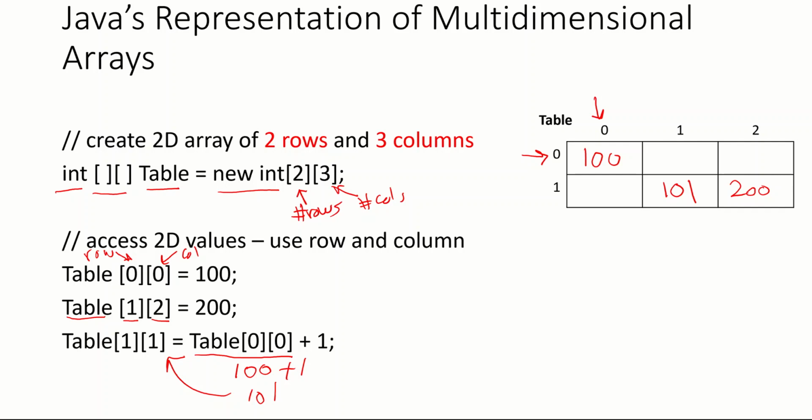In order to access your data inside a two-dimensional array, always you need to know in which row and in which column. That's why here we mentioned if I have to go to my table at location 0 at location 0, so this is location 0 and 0, and then we have to save the value inside that element.